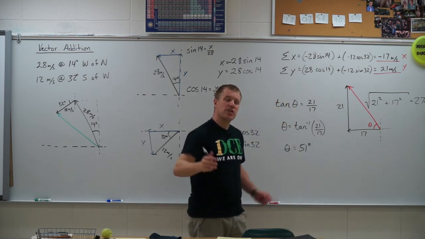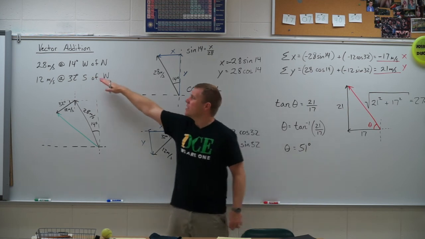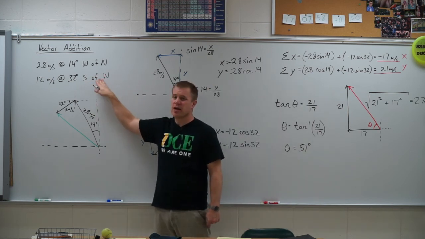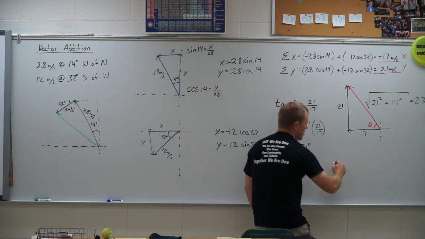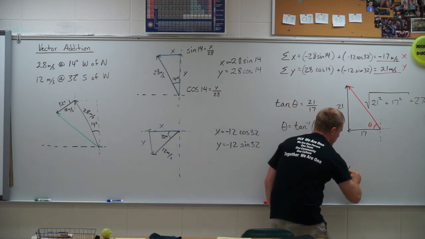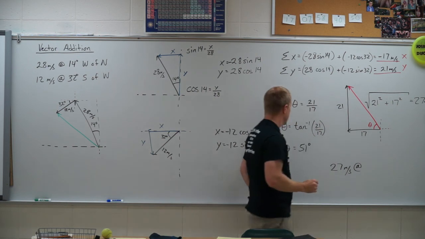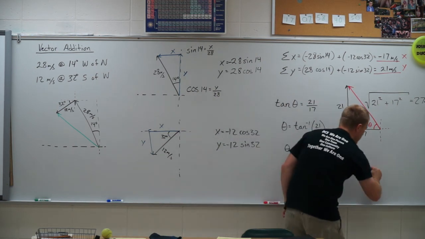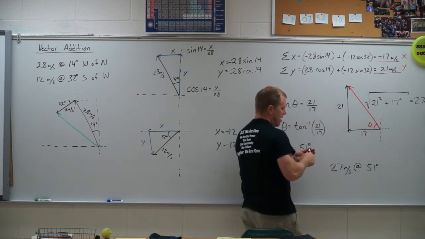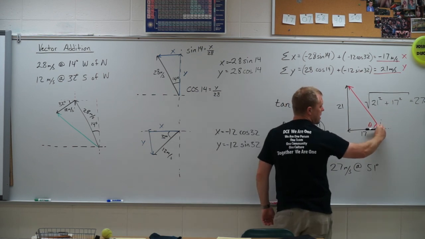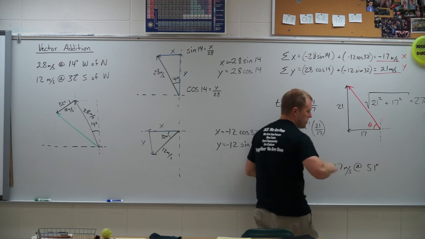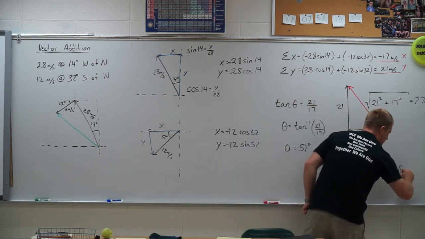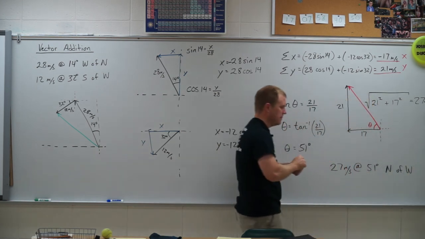The last step is you've got to put it all together so it looks like what we started with, a magnitude with a direction. It's more than just an angle. We have to have a reference. So I put these two together and I get 27 meters per second at 51 degrees. And that's telling me that my vector, this red line, is 51 degrees on the north side of west. So, to the north of west.